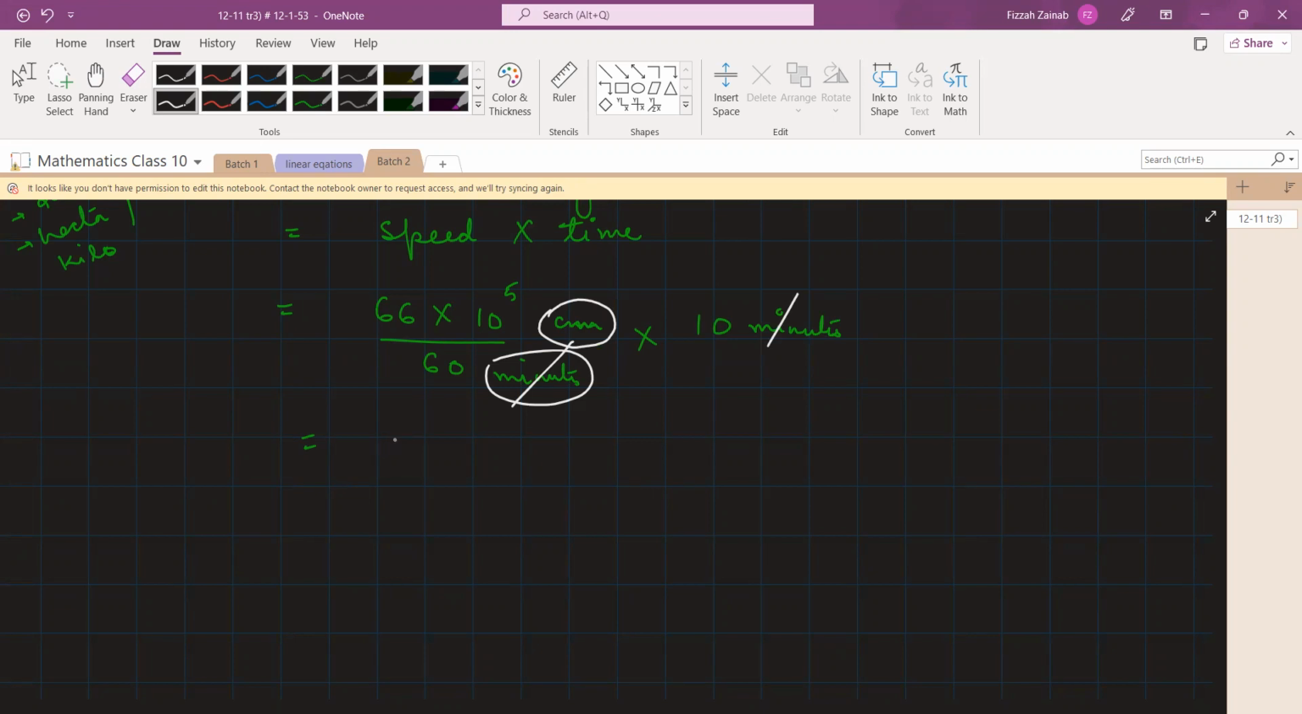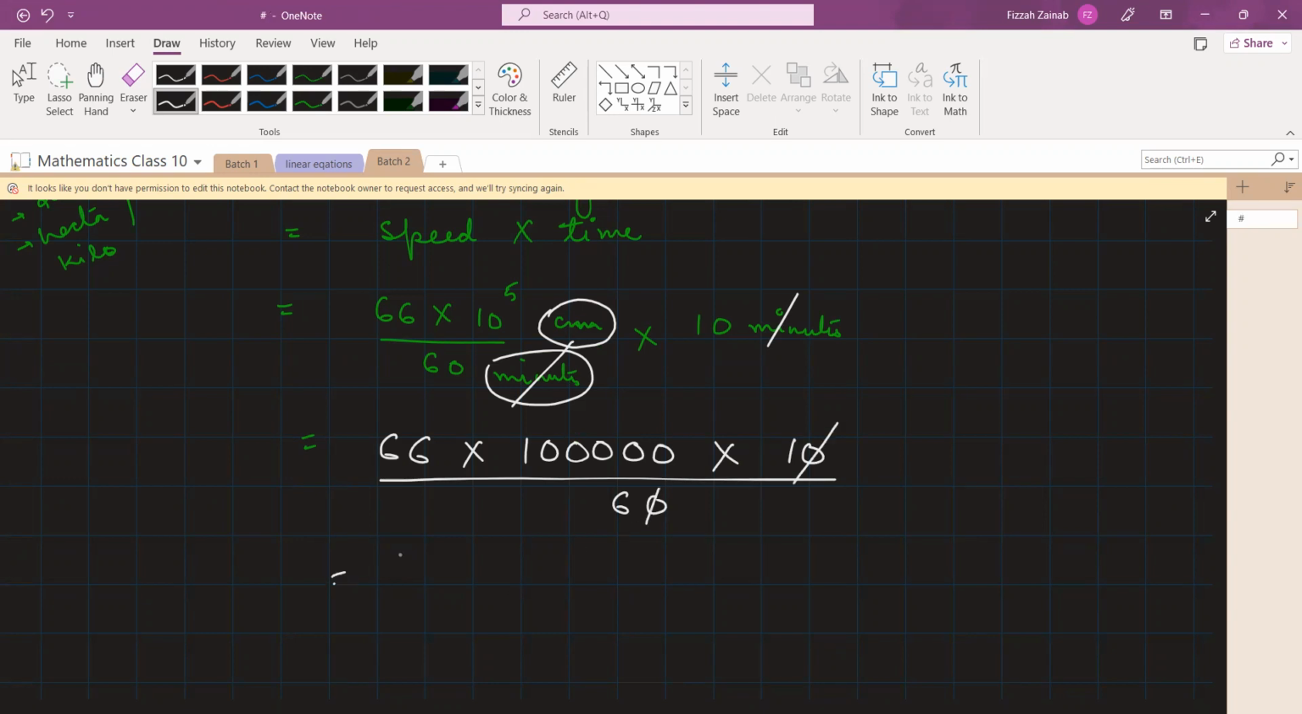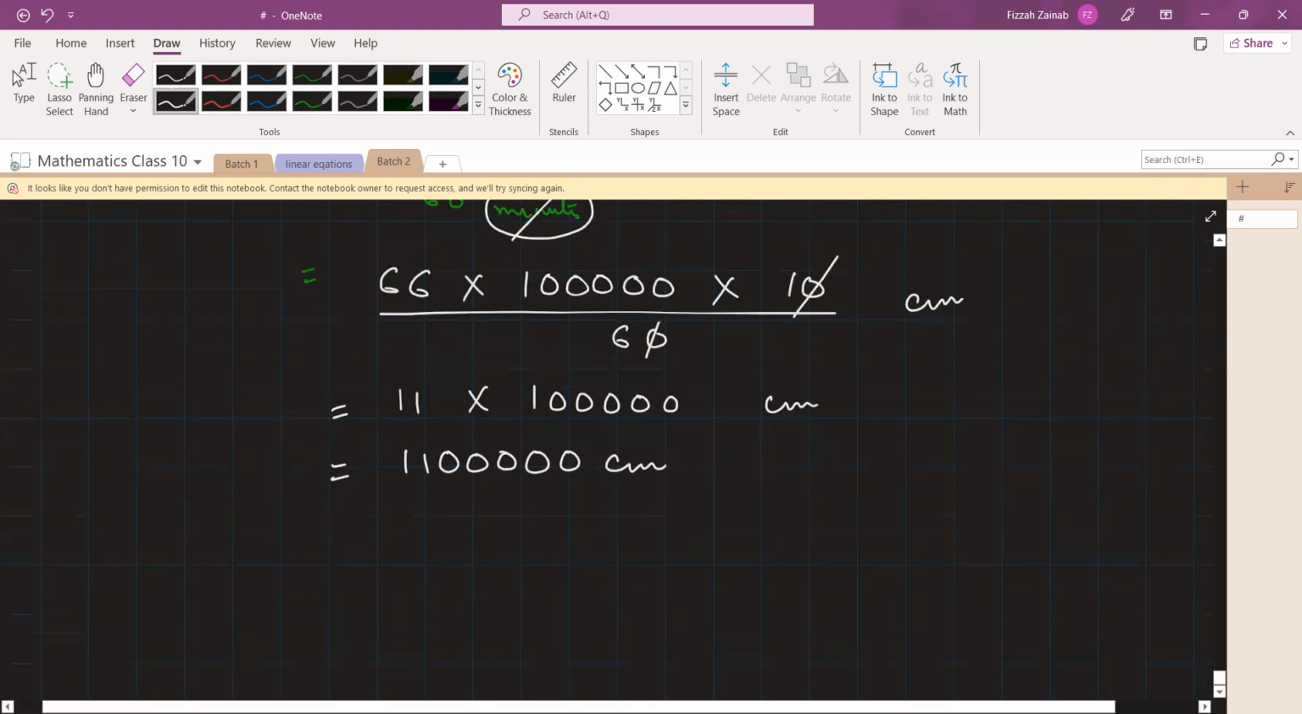Okay, now just simplify. So 66 into 10 to the power 5, if I write 1 2 3 4 5, and then there's one more 10 and then you have 60, right? So that means the 0 cancels out and this will become 11 into 1 2 3 4 5 0, and obviously in centimeter. So the total distance covered by the car in 10 minutes, right? Yes, ma'am. Okay, now we find the distance covered in one revolution.